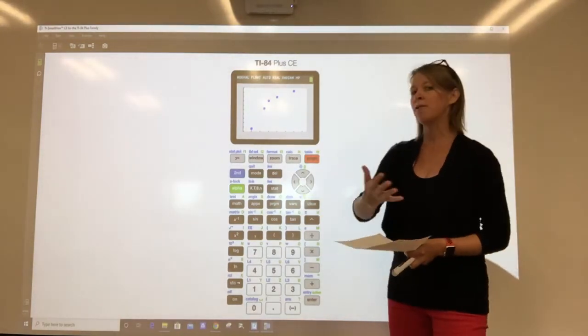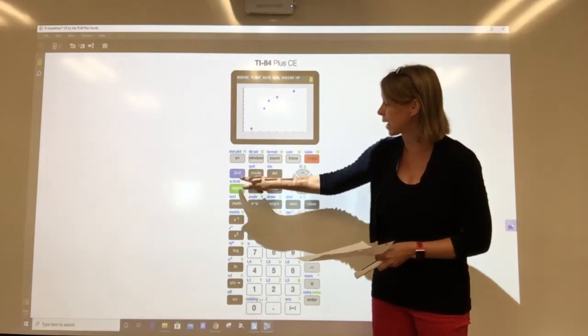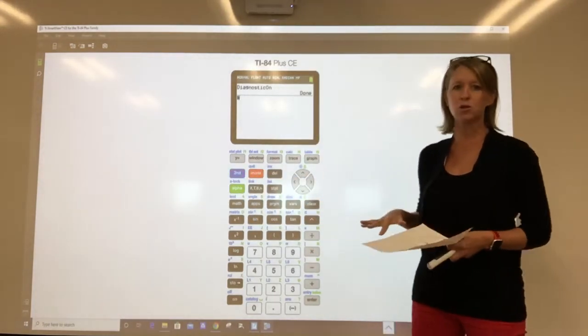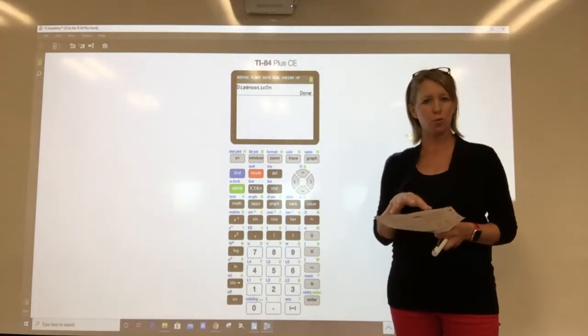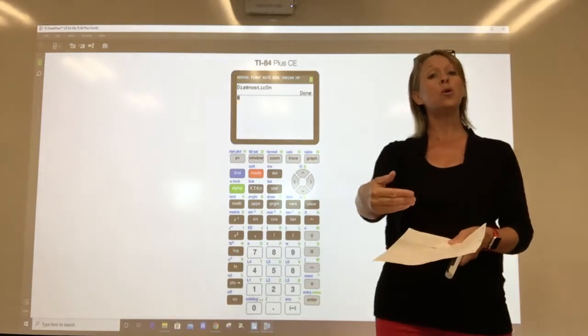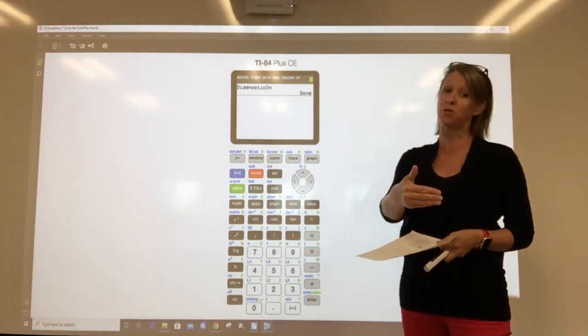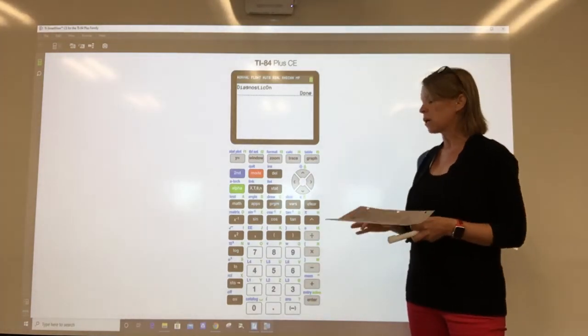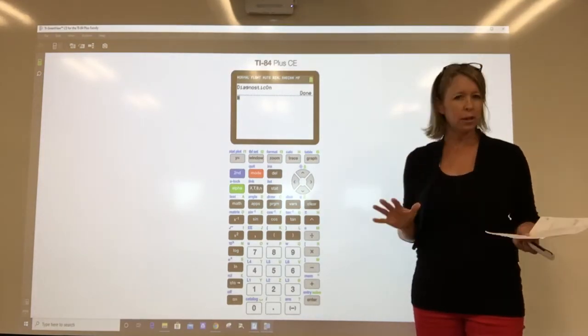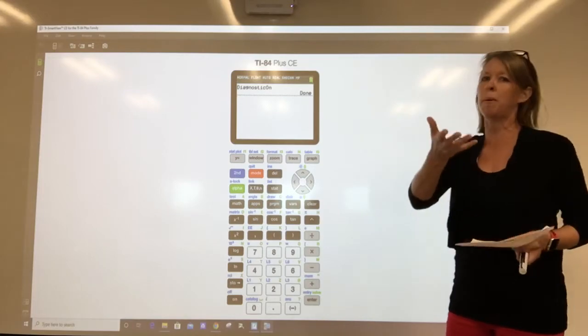Okay? So I'm going to have you back out of this screen. If you could hit the second button and the mode key, that's going to have you quit that screen. And now I'm going to walk you through the key presses for how to have the calculator give you the equation for the line of best fit. Now, there's a lot of buttons here. We're going into a lot of menus. Everything I'm telling you is in those boxes up above.